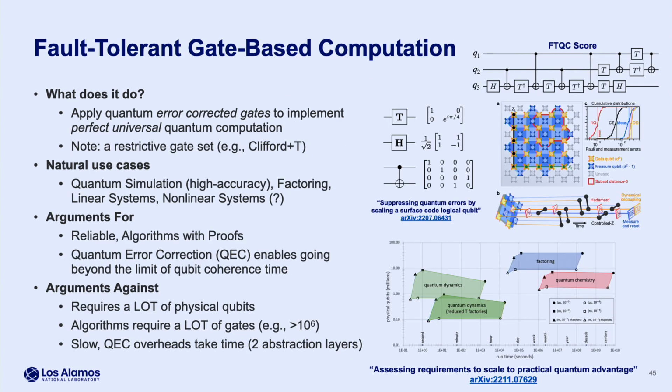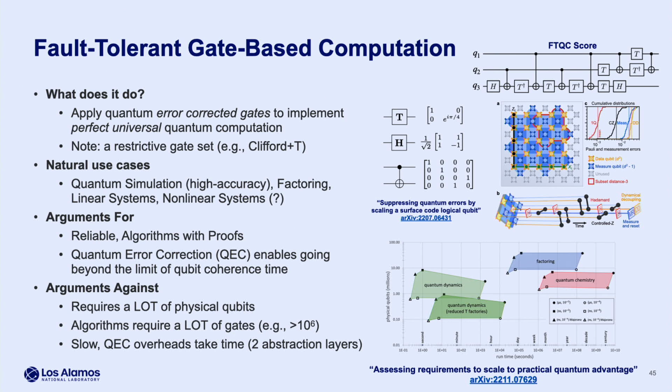Given all of those limitations, some folks are interested in fault-tolerant quantum computing. So here, we're going to apply error-corrected quantum gates to implement universal quantum computation. And it will usually have a fairly restrictive gate set. So one example is this Clifford plus T gate set, which I'm showing on the right here. So it'll be even more restrictive than in the NISQ computers.